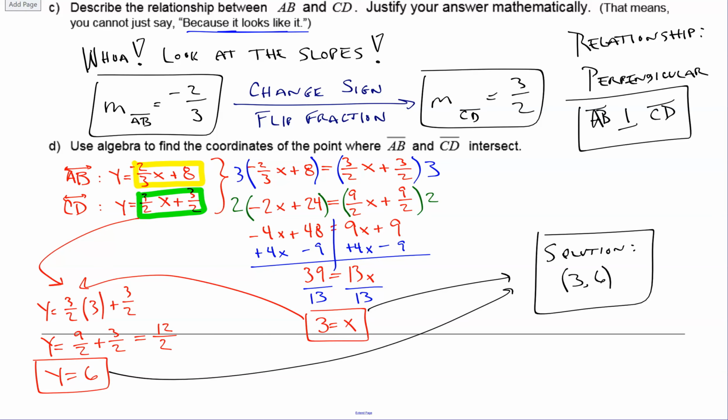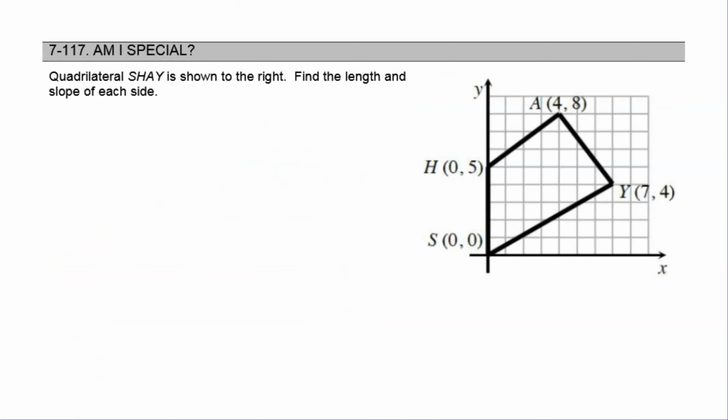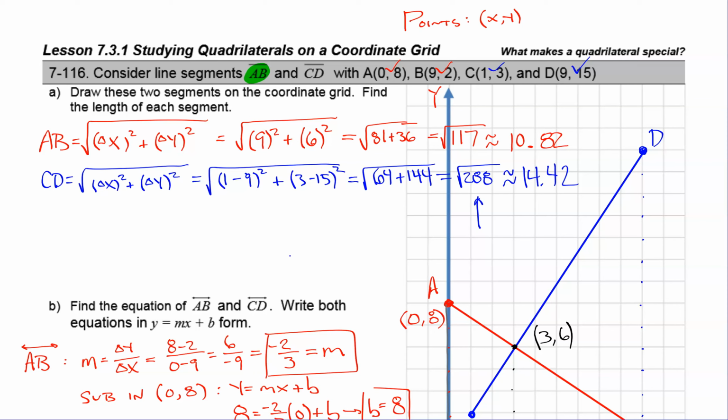Hi, folks. Welcome back. We're at the end of page 1 here. We're about to jump into page 2, where we'll do question 117. But I want to jump back to page 1 real quick. The title of the lesson is Studying Quadrilaterals on a Coordinate Grid.